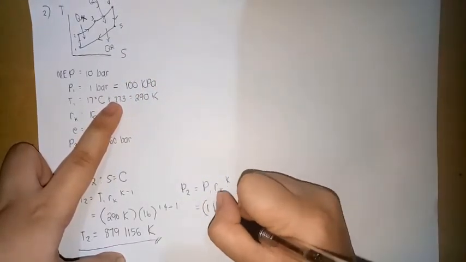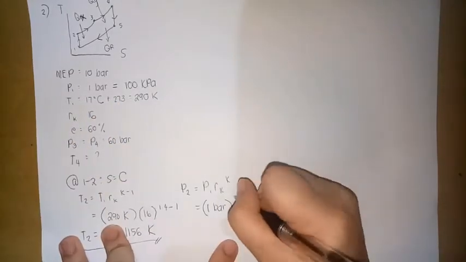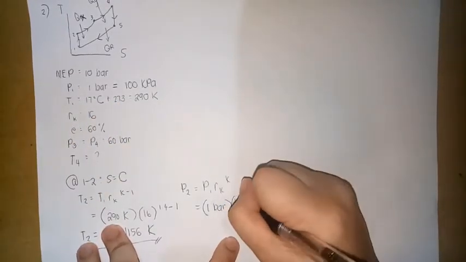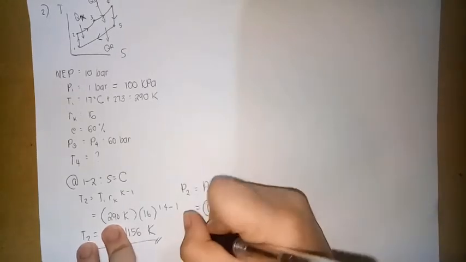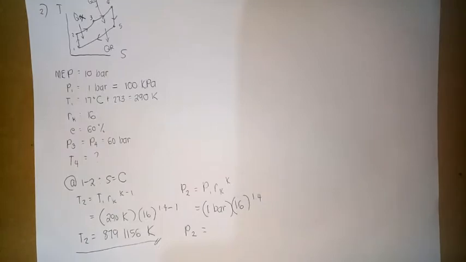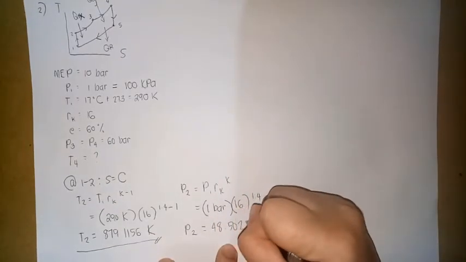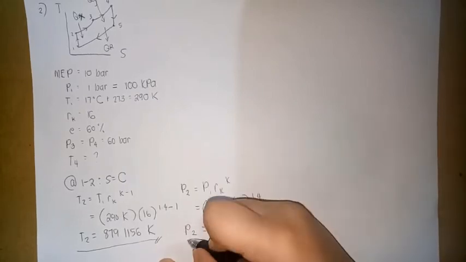Let's just substitute the 1 bar for now, because P3 is in terms of bar. RK is 16, K is 1.4. So, P2 is equal to 48.5029 bar. So, the unit of this is still bar.